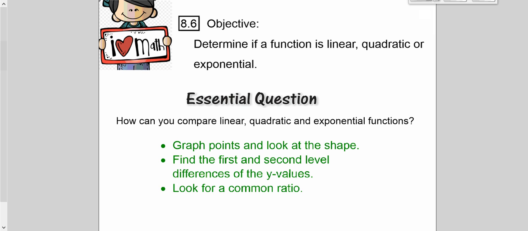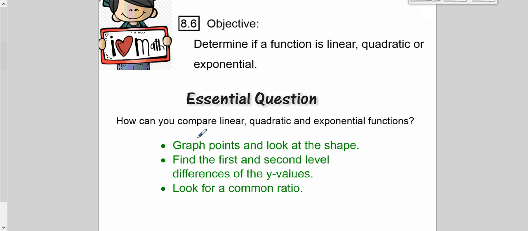Essential question: how can you compare linear, quadratic, and exponential functions? Well, we can graph the points and look at the shape. We can find the first and second level differences of the y values, or we can look for a common ratio. Looking at these things can help us determine if it's linear, quadratic, or exponential.